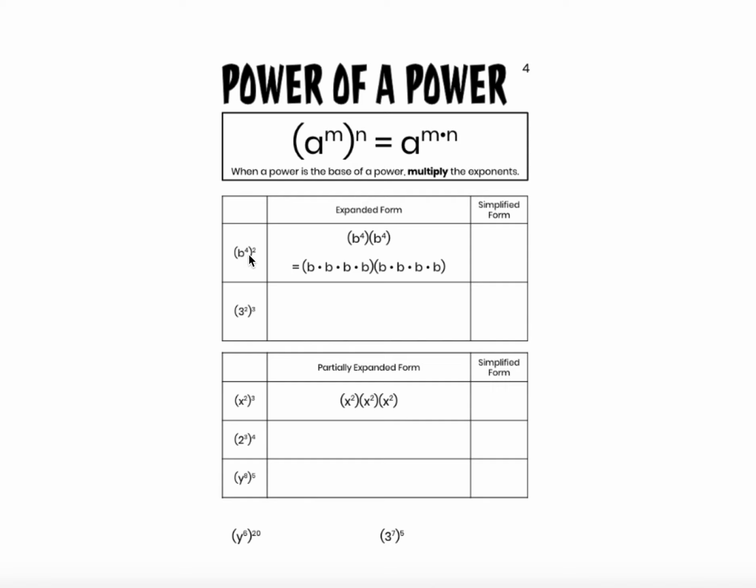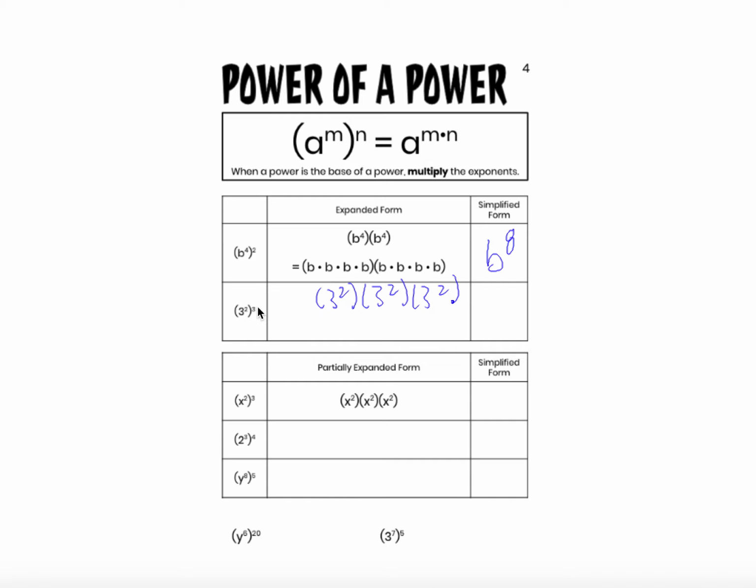So b to the fourth squared is b to the fourth times b to the fourth. And then each of those b to the fourth is b times b times b times b. This is fully expanded form where I don't have any exponents. And we can see that b to the fourth squared ends up with 8 copies of b, which is b to the 8th.